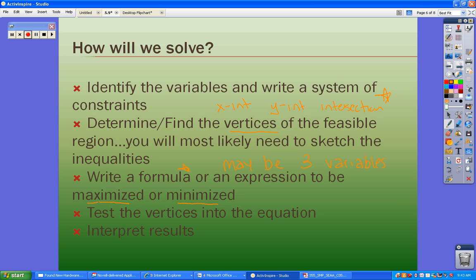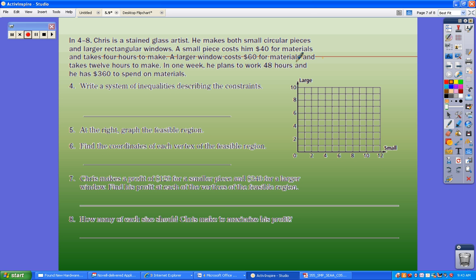So let's look at an example. And I'm sorry about the way this is copied. Chris is a stained glass artist. This is from that worksheet, by the way, that I told you we would do in class. So this is the 5-9A worksheet. You're not going to do it in class. I just put it on this flip chart.